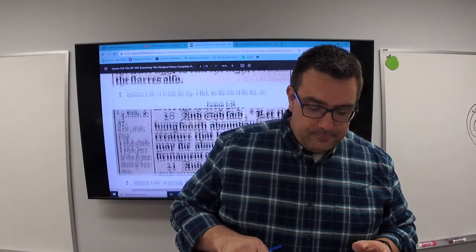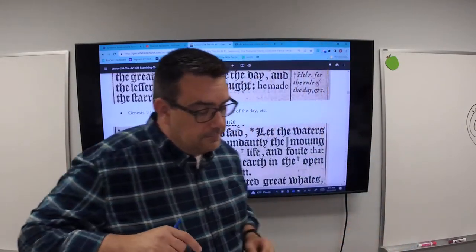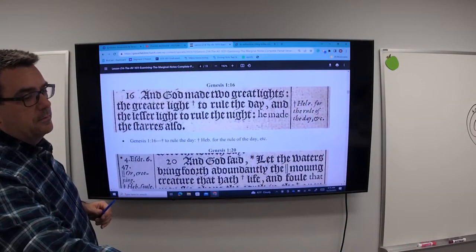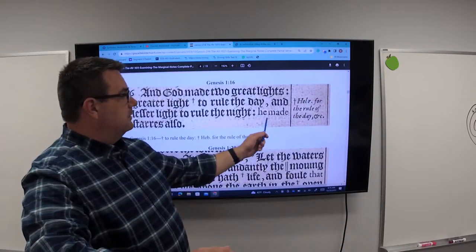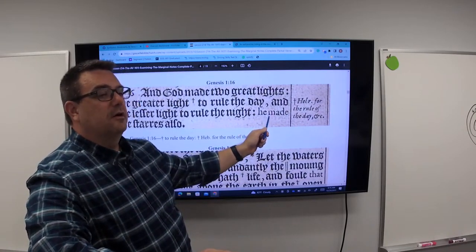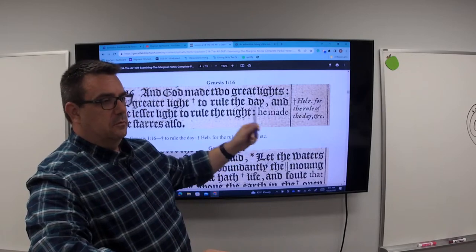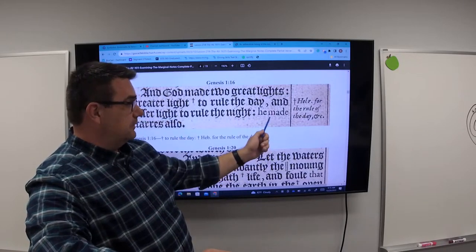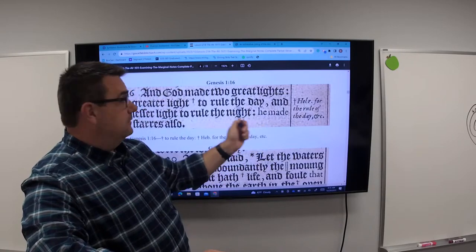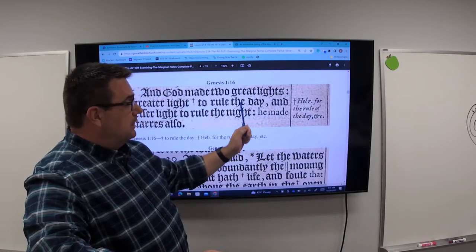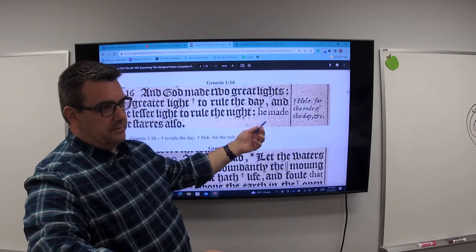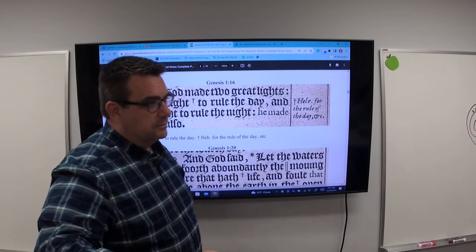So in that verse, the "he made," is that supposed to be italicized, or is it because the font's different? This would be Roman type. So that is the 1611 equivalent of italics. Remember we did talk about that in a previous lesson, but that's a good question. So "he made" here is Roman type. The rest of this is Gothic type, and this signifies italics. That's the old way of doing italics. But that's what that is.